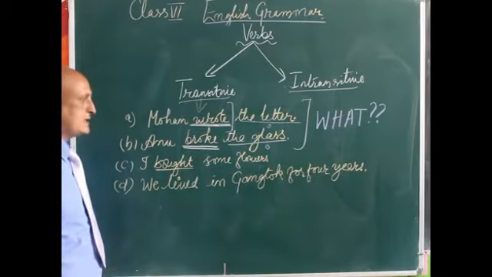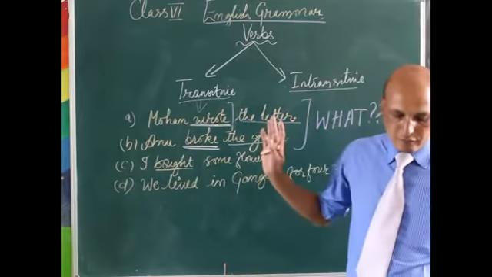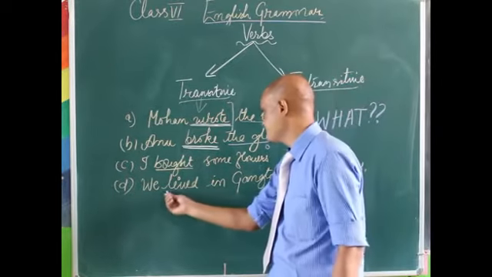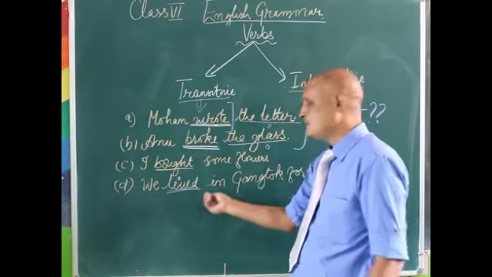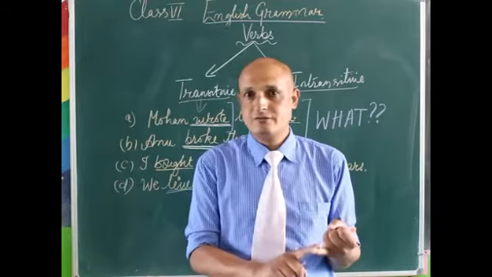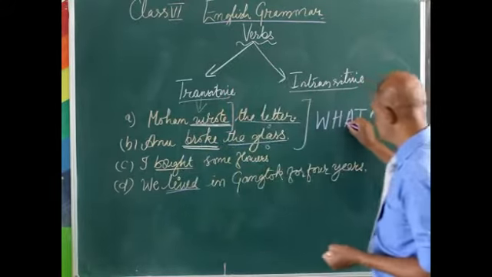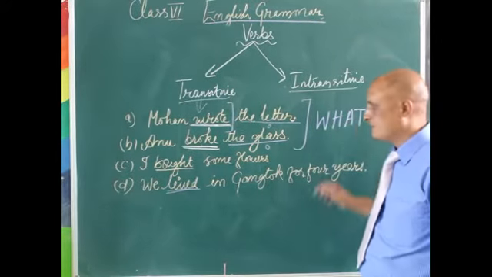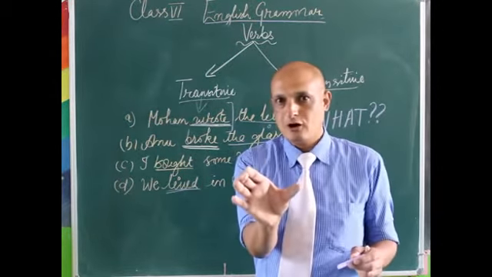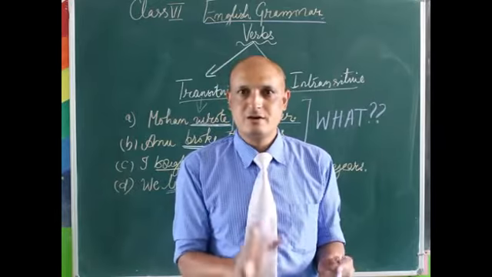D: We lived in Gangtok for 4 years. Now here, which is the verb? The verb is lived. To find out whether a verb in a given sentence is transitive or intransitive, what are you supposed to do? You are supposed to question what, only this question, to the given verb. And when you get an answer, that becomes an object. So those verbs which require an object are called transitive verbs.